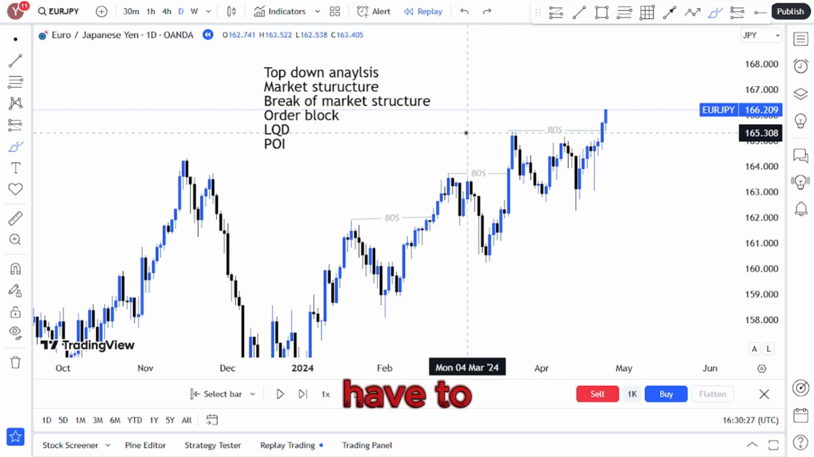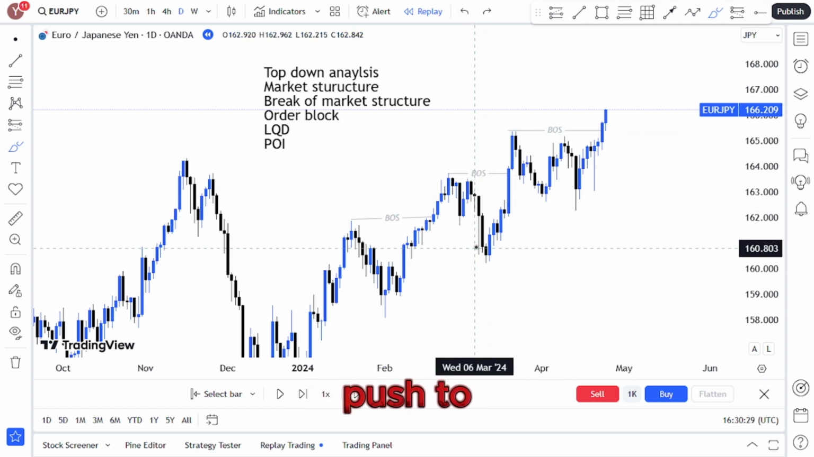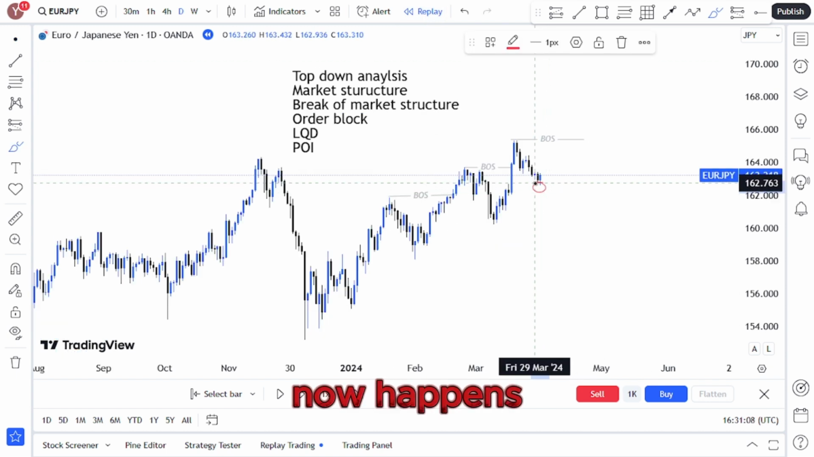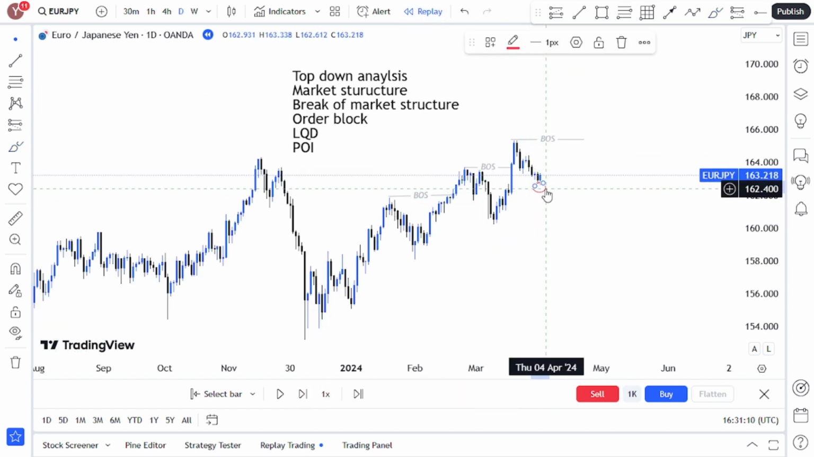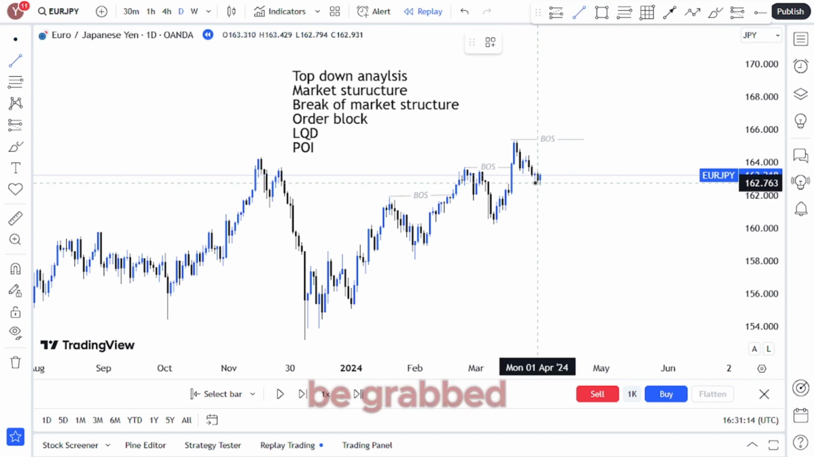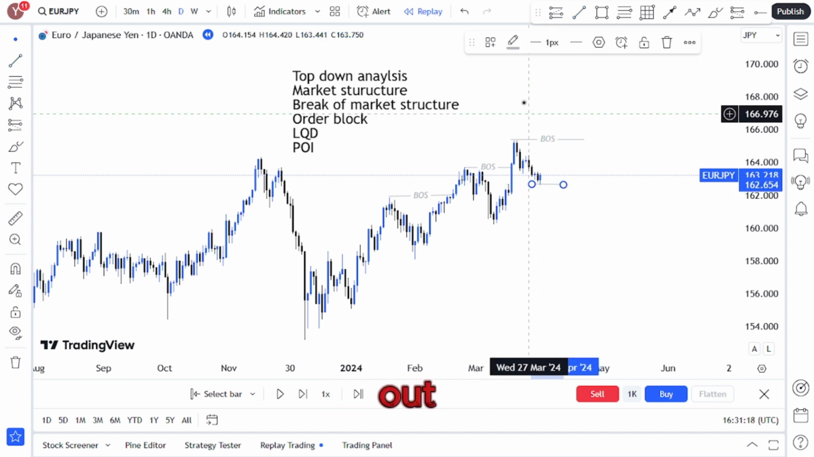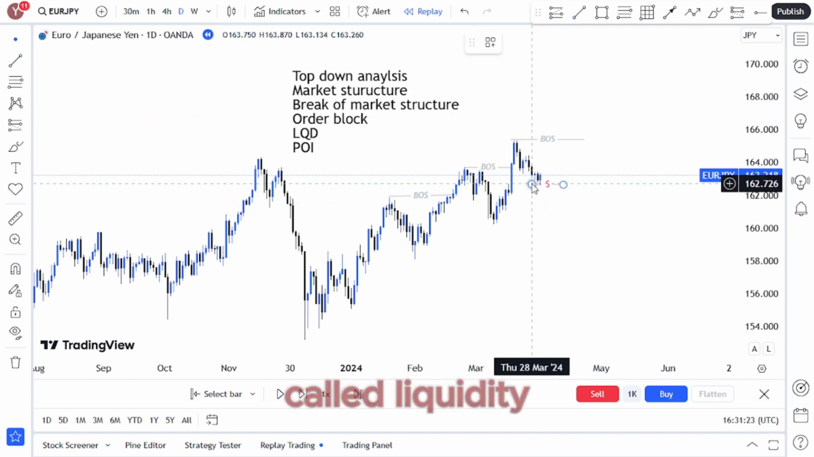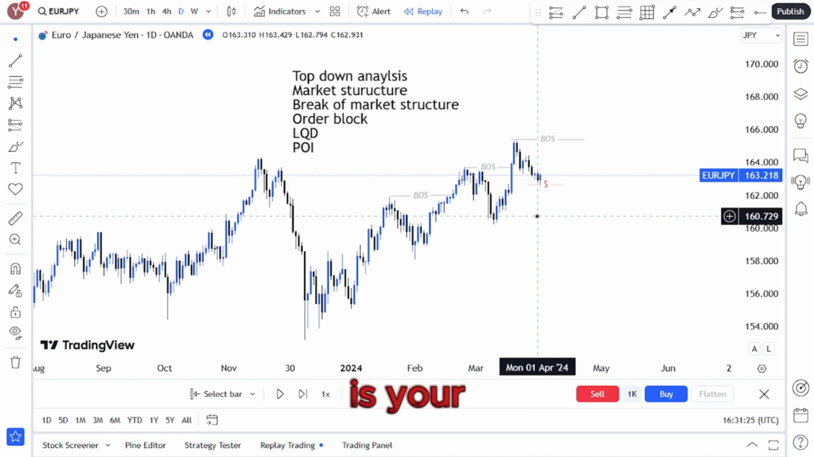So liquidity has to be grabbed before the market will push to the upside. Let me give you an example of that. This low happens to be liquidity. This low happens to be liquidity. So liquidity has to be grabbed. This low has to be grabbed, has to be taken out. Again, has to be taken out, which is this dollar sign. It is called liquidity. Liquidity is your money. Your money is your stop loss.